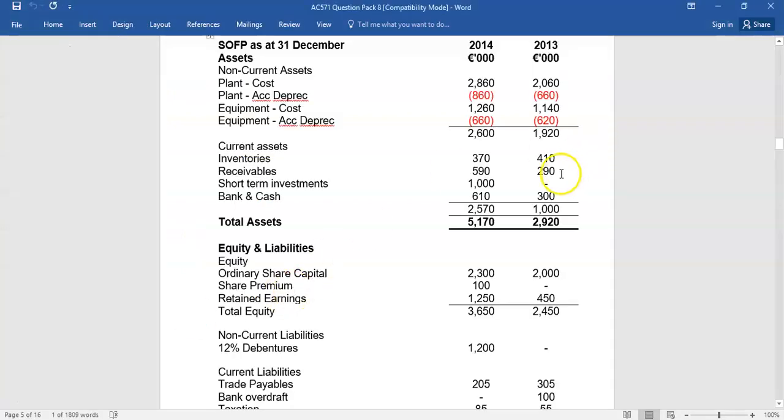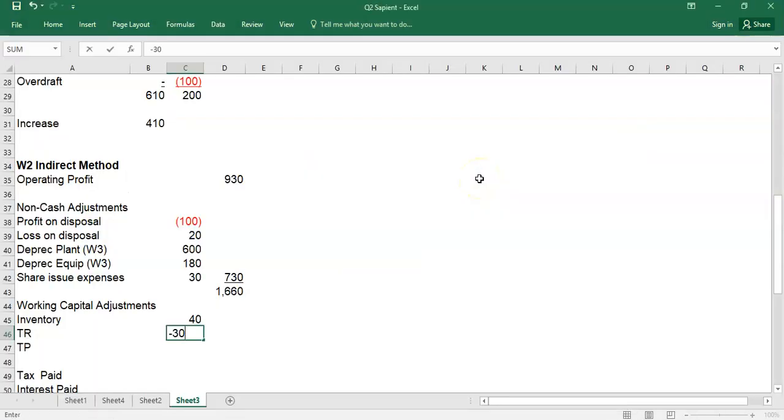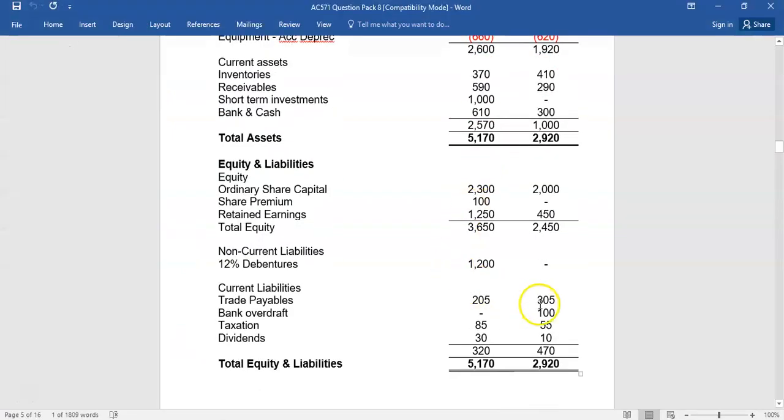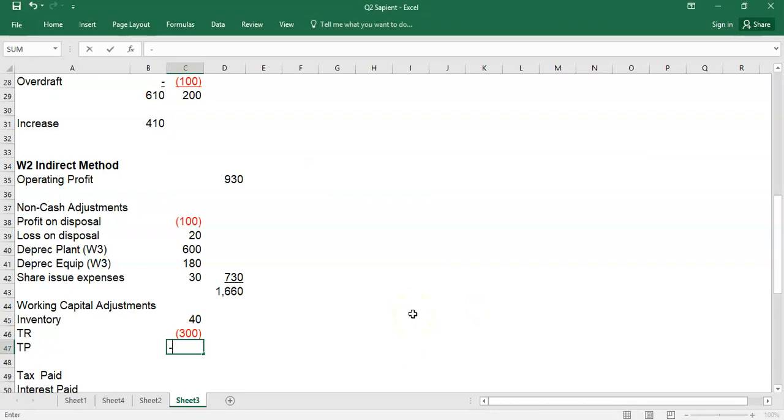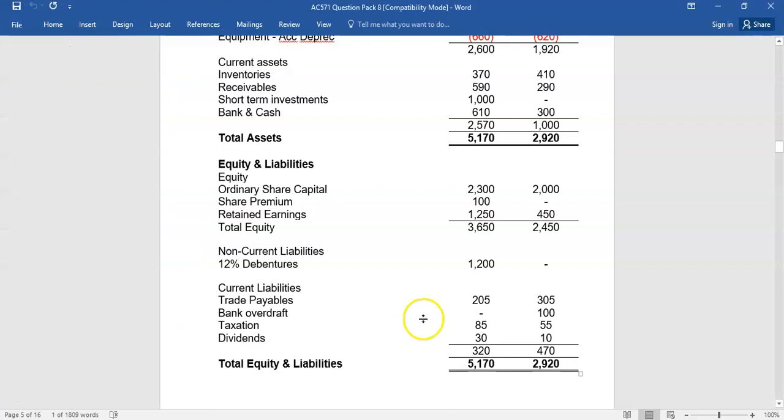For receivables, it's gone up by 300. That's a drain on cash flow. An increase in trade receivables is a drain on cash flow. And for trade payables, it's gone down by 100. That's a drain on cash flow as well. So trade receivables and trade payables are the opposite. For trade receivables, an increase is bad because that means there's more money tied up in trade receivables. It's not in cash. And the fact that you have less money owed to suppliers now means you've paid them. So that's a drain on cash flow in the period.